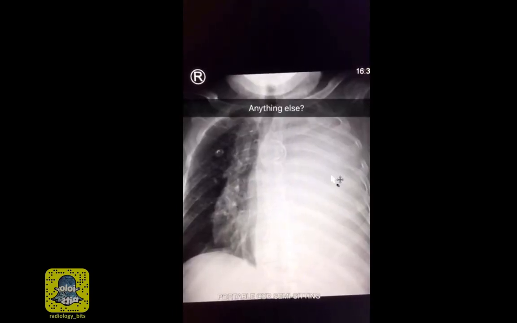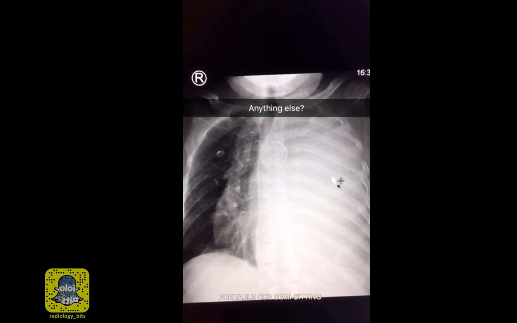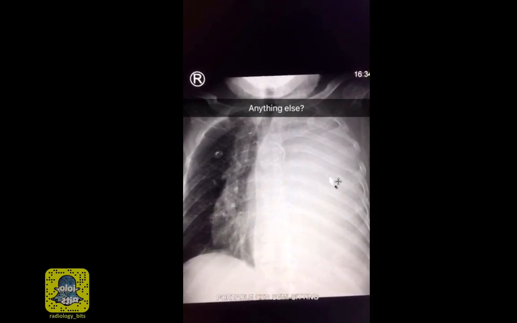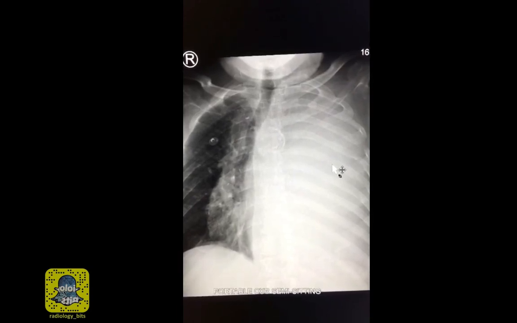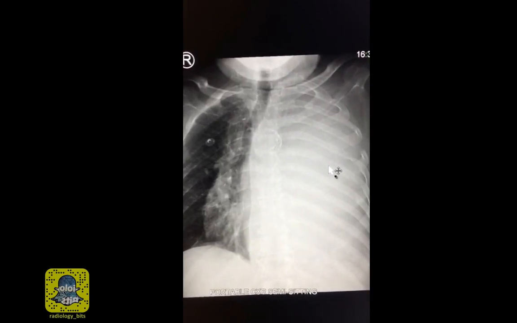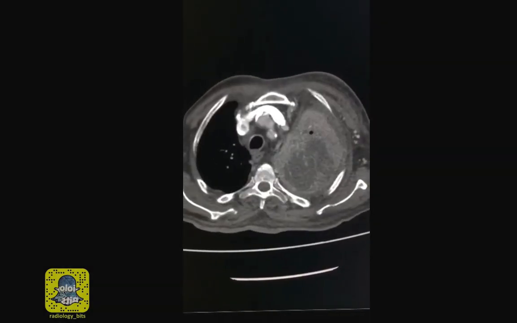There is another important finding on this chest radiograph. I'll give you a moment to look at this. If you haven't seen the secondary important finding, don't worry, I'll show you that later. Let's go to the CT scan now. This is the chest CT on the same patient.